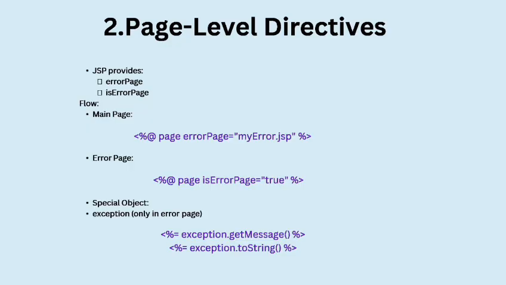This allows access to the special object called exception. The exception object contains details about the error. Using methods like getMessage and toString, we can display error information. So the flow is when an error occurs, the request is redirected to the error page and the message is displayed.